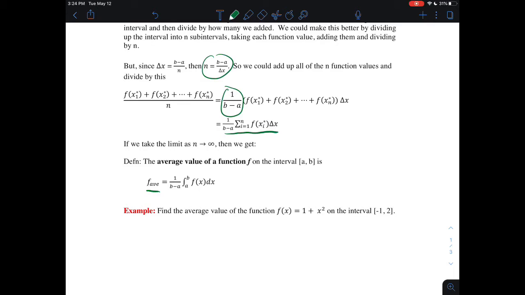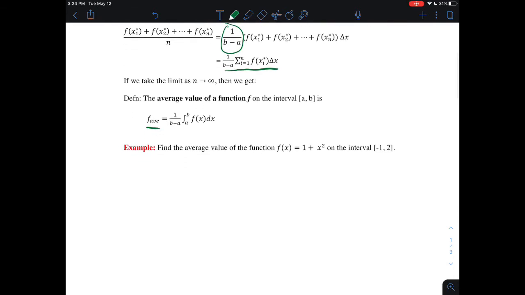Find the average value of the function f of x equal to 1 plus x squared on the interval negative 1 to 2. So here f sub ave would be 1 over b minus a, which would be 2 minus negative 1, and then times the integral from negative 1 to 2 of the integrand 1 plus x squared dx. The fraction out front becomes 1/3. I can use my antiderivatives.